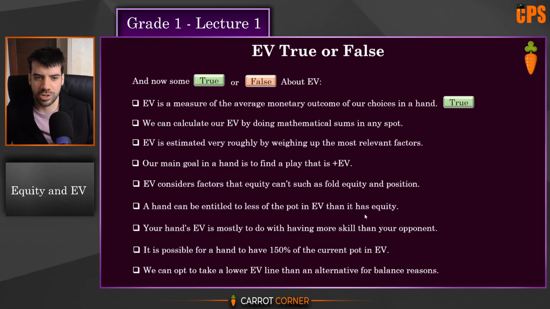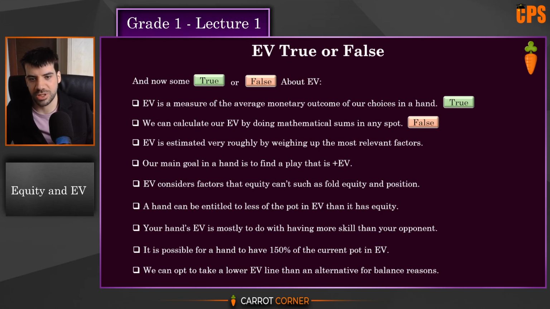Statement 2, we can calculate our EV by doing mathematical sums in any spot. Absolutely not. Not only are the variables that lead to EV completely unknowable and basically opaque to humans because we don't have perfect information about our opponent's range, we don't even know how people are playing, and we certainly don't have the infinite processing power of an EV calculator or solver, whereby that application can actually explore the whole game tree in its entirety exhaustively and very quickly.